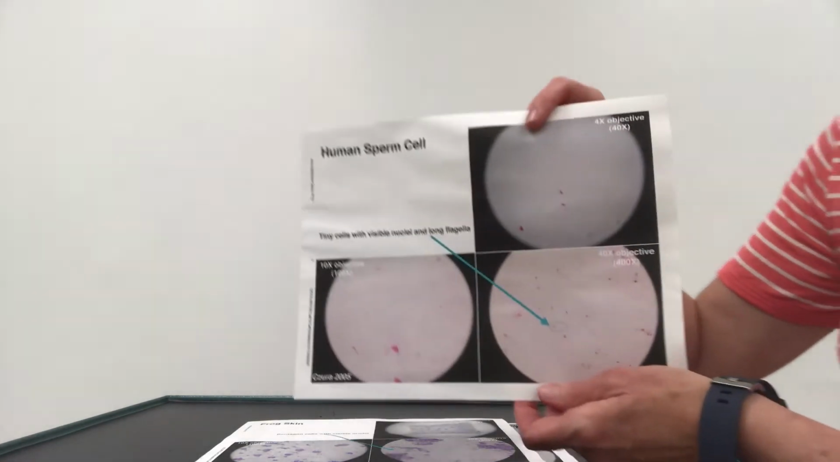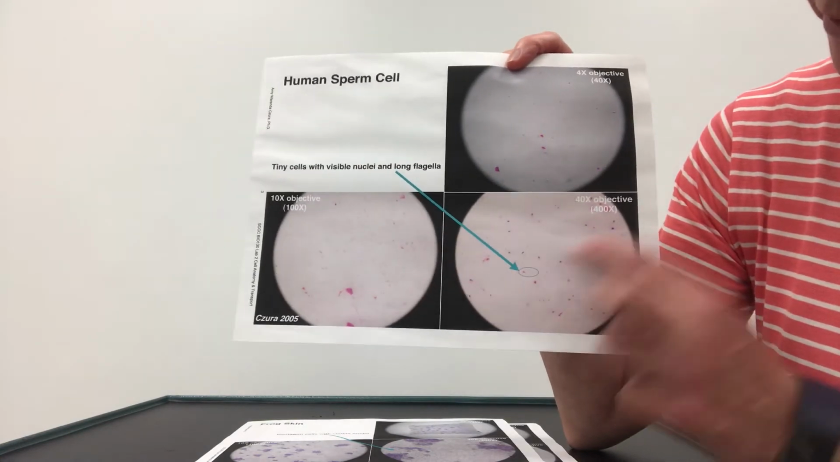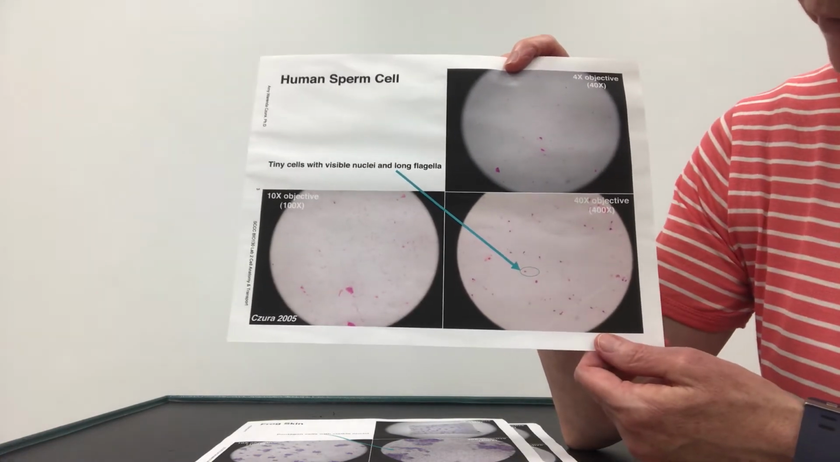We have the sperm cell. The sperm is really, really tiny. You can see it over here surrounded by that little circle and its little flagella.